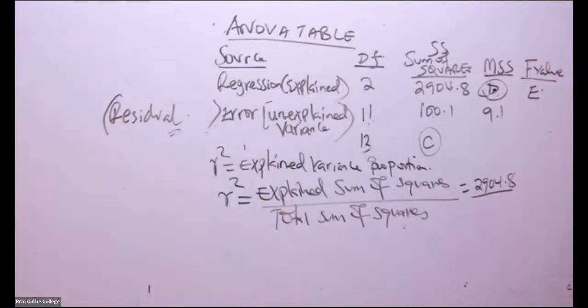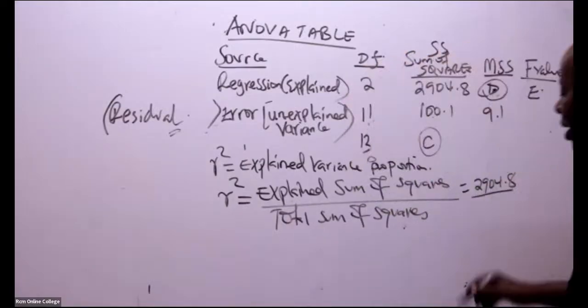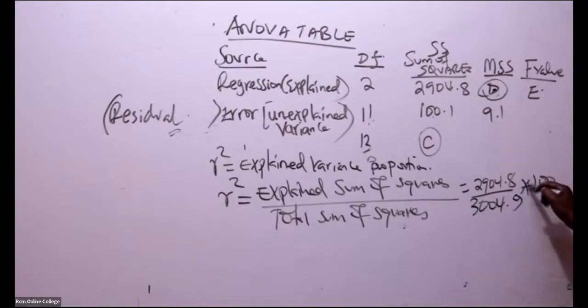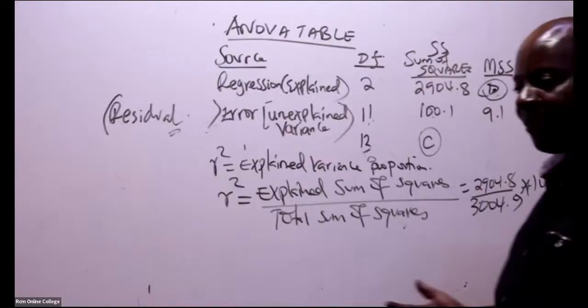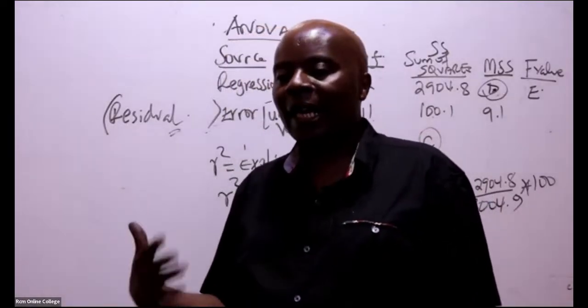So total sum of squares, is there somebody who can remind me this before I go back to what this person is asking? 3,004.9. So whatever answer you get, times 100. Could you kindly give me this answer? So the higher it is, the better, because in this case, ladies and gentlemen, we would want to have higher explanations.